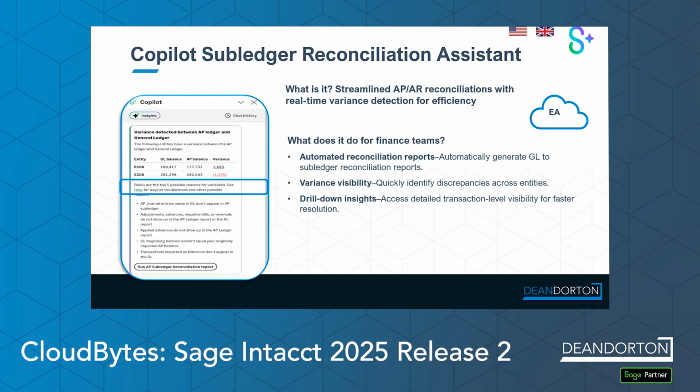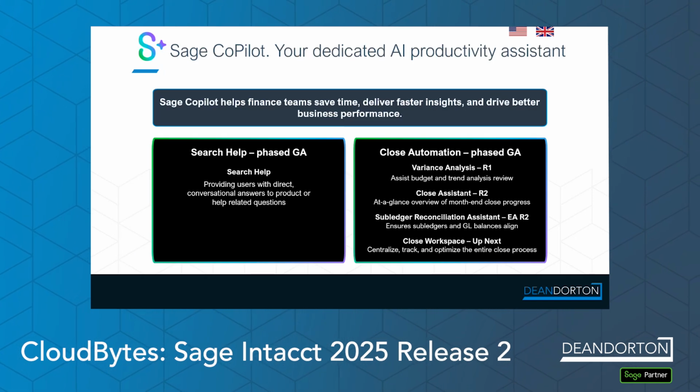The Subledger Reconciliation Assistant. Now, this is in early adopter. And let me back up for just a moment. These two items, the variance analysis and the close assistant, have to be requested to be enabled in your environment. So if you want to turn on any of this Copilot stuff, submit a ticket to erpsupport@ddaftech.com, and we'll be more than happy to help you get these things turned on. Variance analysis and close assistant are things that you can begin to take advantage of now.